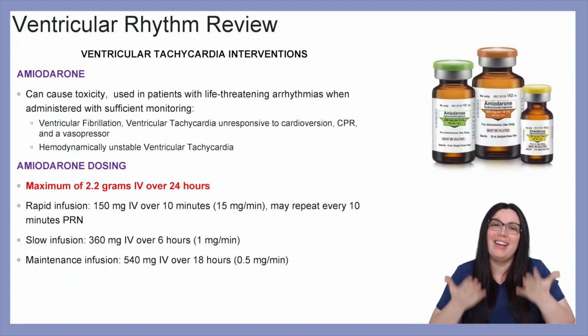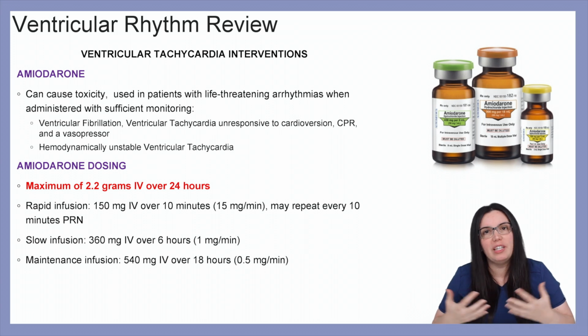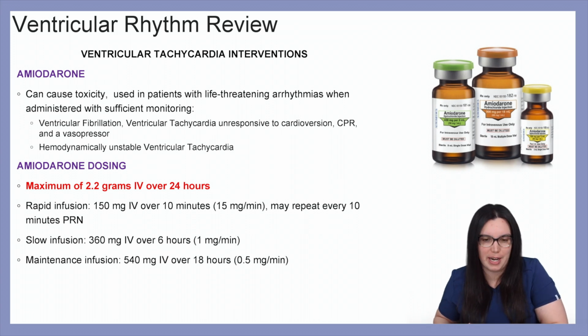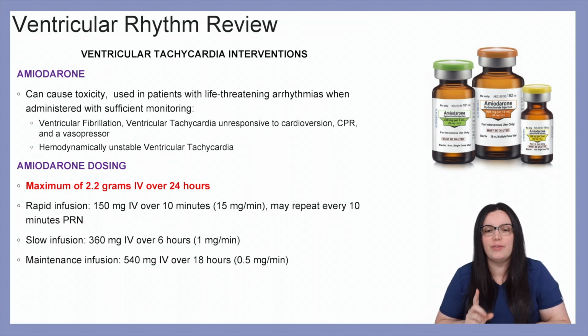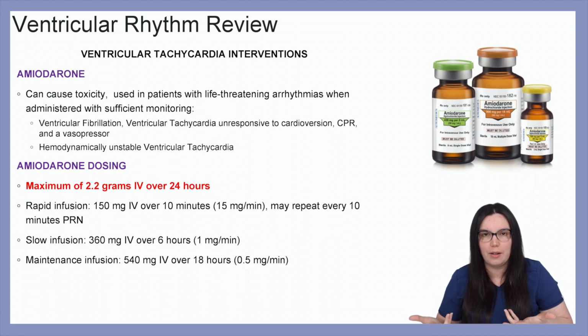So let's talk about amiodarone. Amiodarone can cause toxicity, so we only really use this in patients with life-threatening arrhythmias with administration and sufficient monitoring. So when do we give this? We give this for ventricular fibrillation, ventricular tachycardia that has been unresponsive to cardioversion, CPR patients, as well as a vasopressor. So hemodynamically unstable ventricular tachycardia patients may also receive this as well.